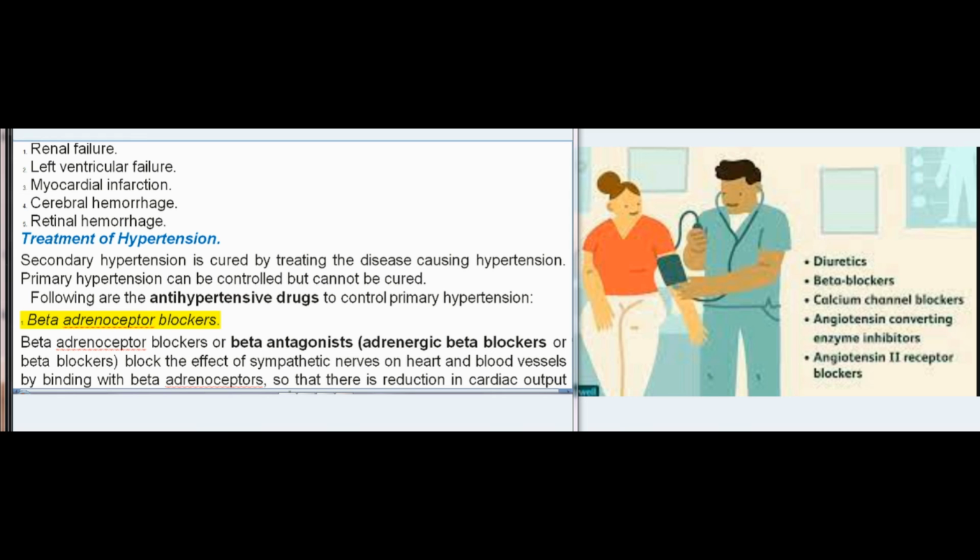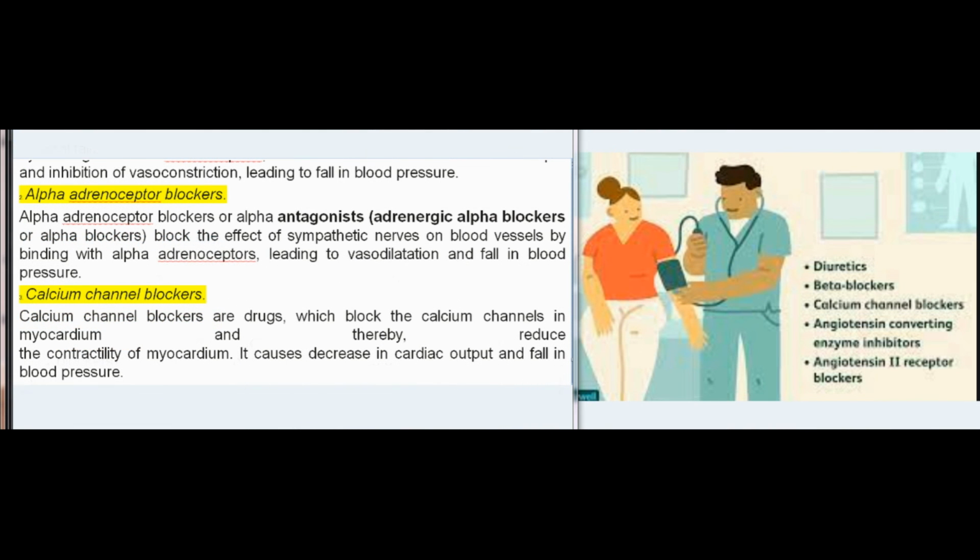Treatment of hypertension. Secondary hypertension is cured by treating the disease causing hypertension. Primary hypertension can be controlled but cannot be cured. Following are the antihypertensive drugs to control primary hypertension: beta-adrenoceptor blockers. Beta-adrenoceptor blockers or beta antagonists, adrenergic beta blockers or beta blockers, block the effect of sympathetic nerves on heart and blood vessels by binding with beta-adrenoceptors, so that there is reduction in cardiac output and inhibition of vasoconstriction, leading to fall in blood pressure.